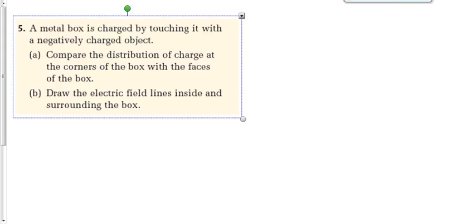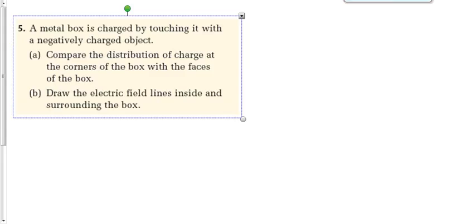Number 5: a metal box is charged by touching it with a negatively charged rod. Compare the distribution of charge at the corners of the box with the faces of the box. Draw the electric field lines inside and surrounding the box. That's kind of funny. I didn't actually mean to assign this question, but that's okay. We can do it after yesterday's work.